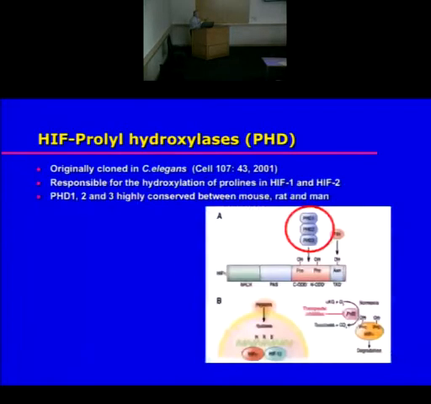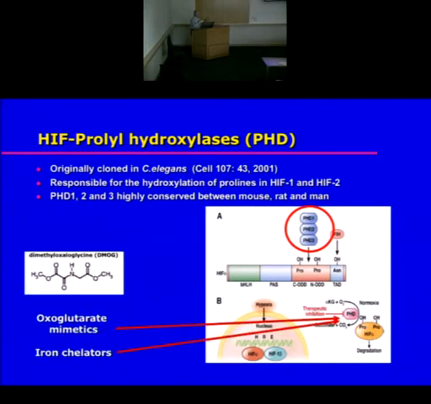The PHDs were originally discovered, as I said, by Peter Radcliffe. PHD 1, 2, and 3 are highly conserved molecules between mouse, rat, and man. The way we did this is we targeted these molecules with either oxoglutarate mimetics, so this is the cofactor here, oxoglutarate, or using iron chelators. The PHDs are iron-containing proteins. By chelating those iron molecules, they can no longer bind oxygen, and this functionally inhibits these molecules.